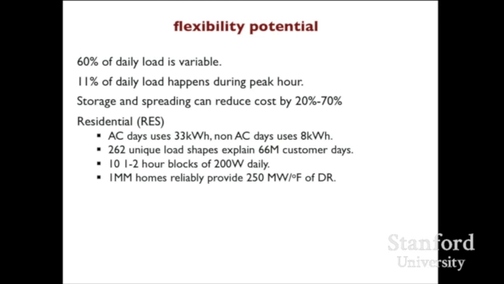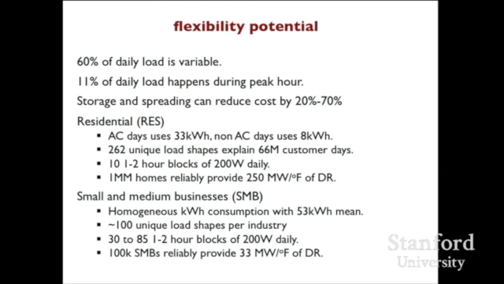Interestingly, all of the behaviors we see of customers can be described with 262 load shapes. A load shape, I'll explain later what it is. Each customer has about 10 1 to 2 hour blocks of 200 watt daily consumption. So you can imagine these blocks could be moved around using various strategies. And about 1 million homes can reliably provide 250 megawatts per degree Fahrenheit of demand response. So that's for residential customers.